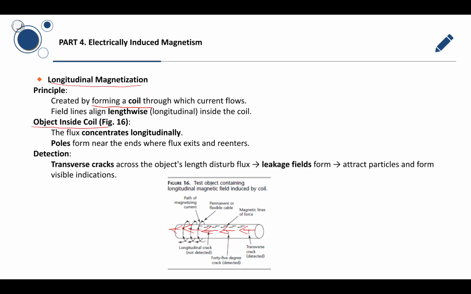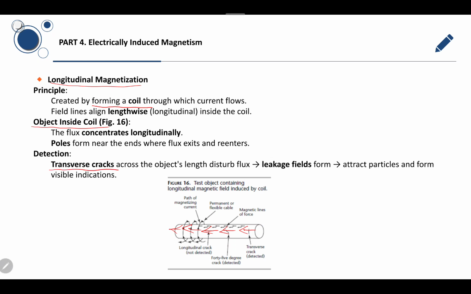Unlike circular magnetization, with longitudinal magnetization, the magnetic poles typically form near the ends of the object, where the flux lines exit and re-enter the material. For detection, we are looking for discontinuities that disrupt this lengthwise flow.